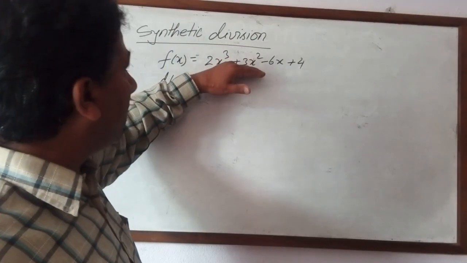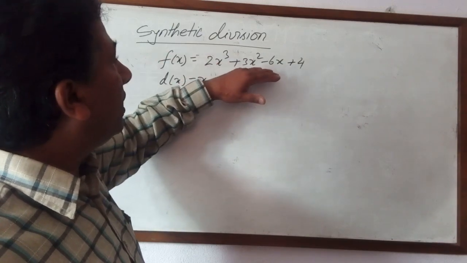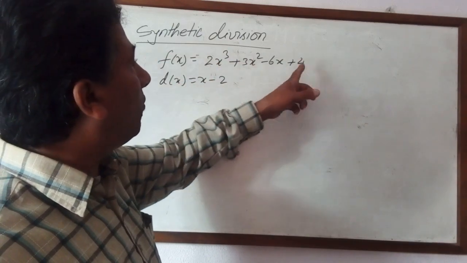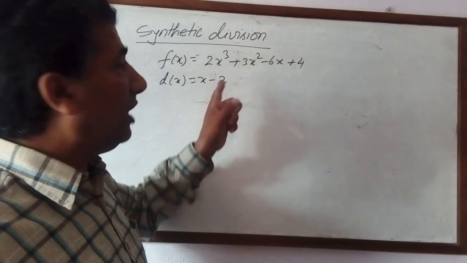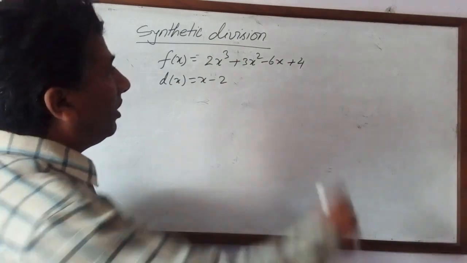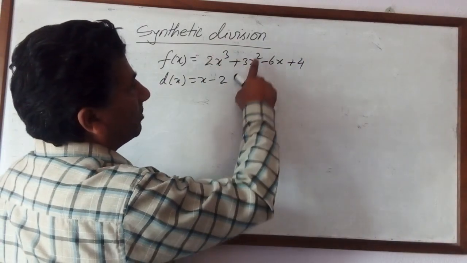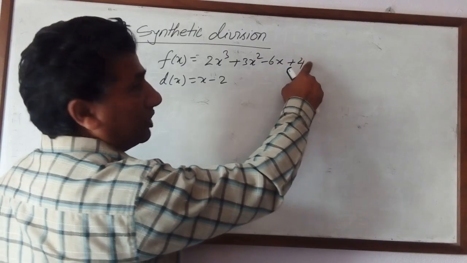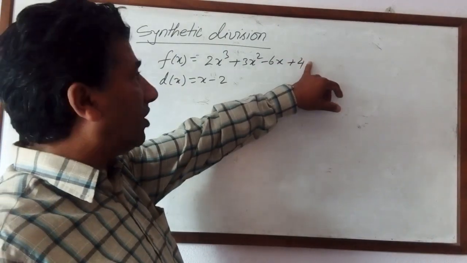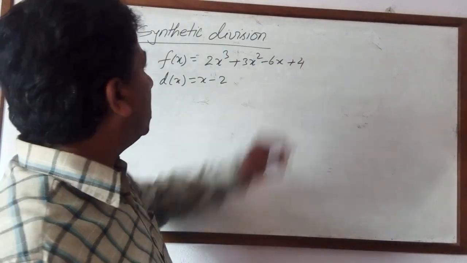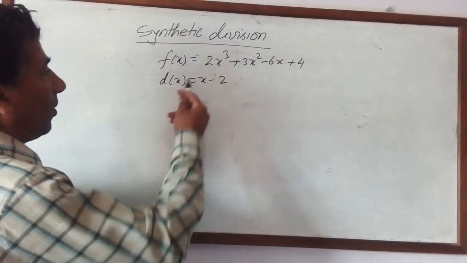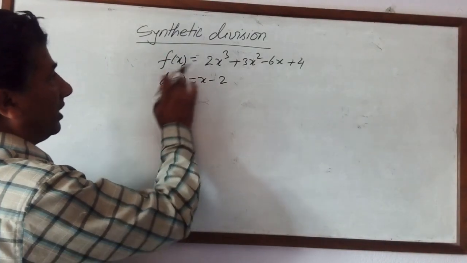It is a third degree polynomial with 4 terms: 1, 2, 3, 4. Here there is x power 3, x power 2, x power 1, x power 0. Here is the power 0, which has not been written. You have to remember this. Now this is the divisor.